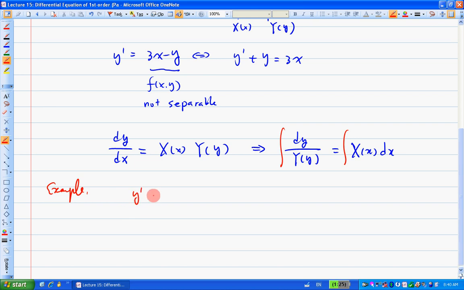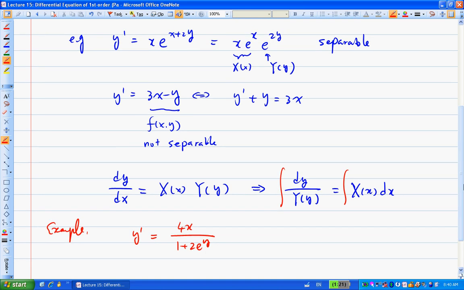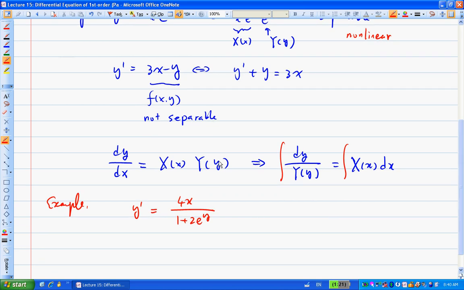So y prime equal to 4x plus 1 plus 2e^y. Okay, this one. Maybe I should write down one. This is a nonlinear equation. So let's take a look at this one here and see if this satisfies the separable equation form or not.